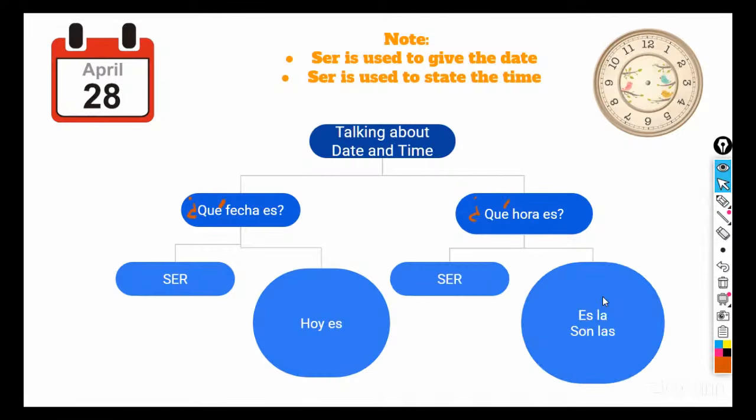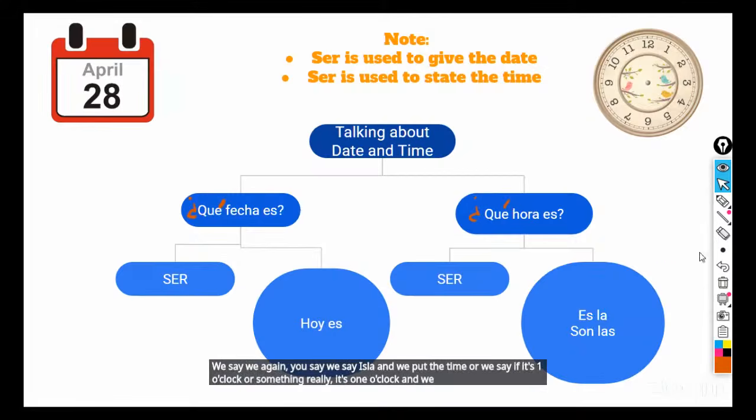We again use ser. We say es la, and we put the time, if it's 1 o'clock or something related to 1 o'clock, or we say son las if it's more than 1 o'clock, past 1 o'clock. Anything other than 1, right?